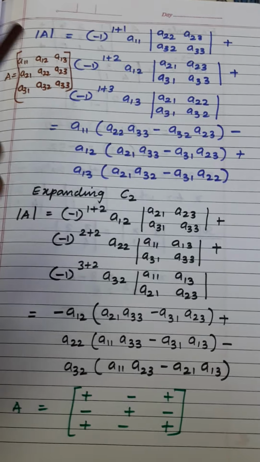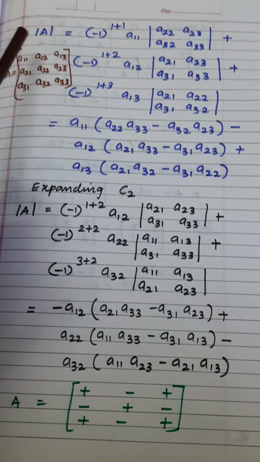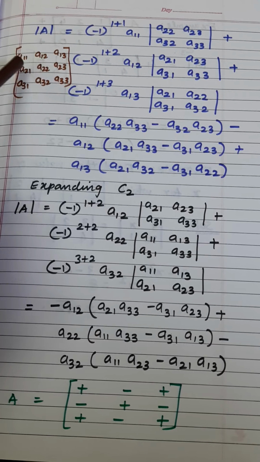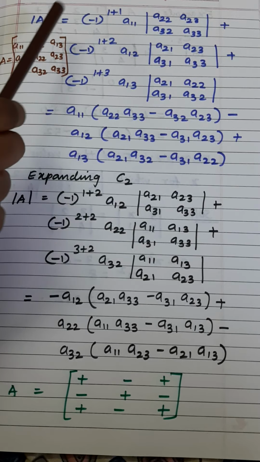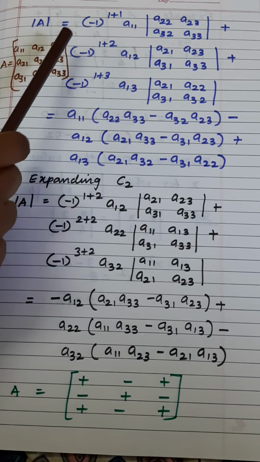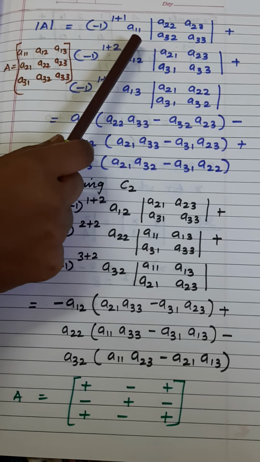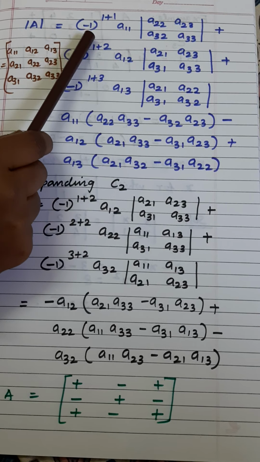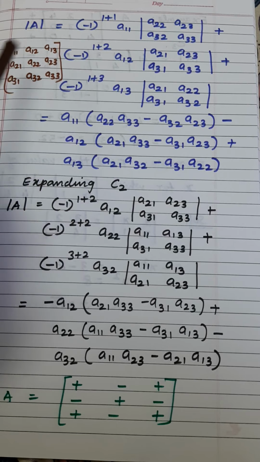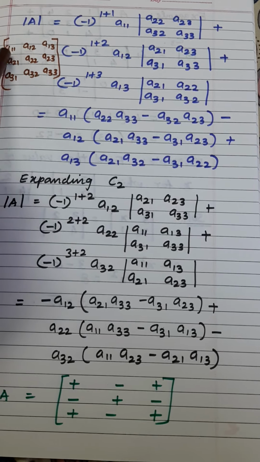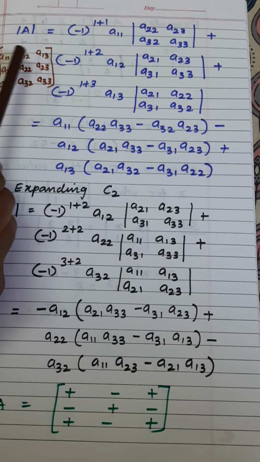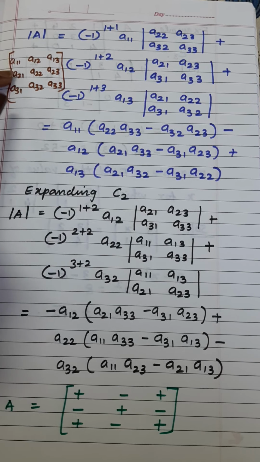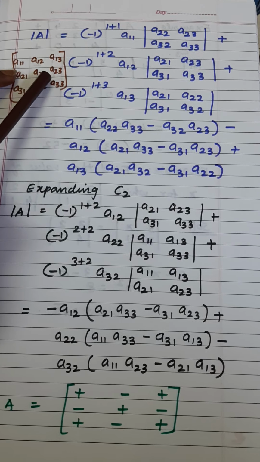Now we are going to find the determinant of A of the 3 cross 3 matrix. I am going to expand row 1. Determinant A: first take the first row elements, that is A11, A12, A13. So minus 1 power 1 plus 1. What is it? It is nothing but the position of the element A11, so 1 plus 1, the sum of the suffixes. So minus 1 power 1 plus 1 times A11. Now remove the respective row and column. Since you are taking A11, remove the first row and first column. Take the second order determinant, that is, the remaining elements A22, A32, A23, A33.